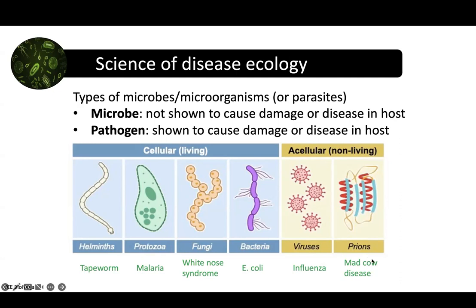As we said before, pathogen should be used when referring to the damage the microbe caused to the host. So using that example again, malaria is a pathogen to humans. It's a microbe to mosquitoes. And part of the big issue with the field is that scientists need to be careful about defining a species as a host or a reservoir for a microbe. And I'm going to get into those terms next.